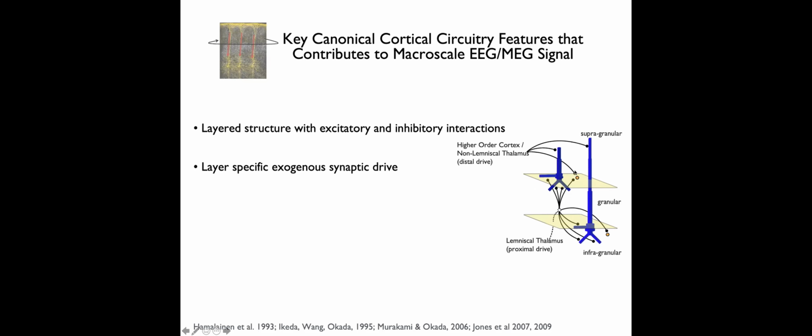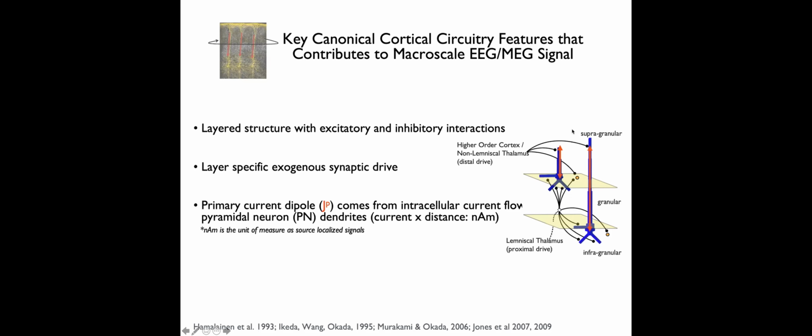these pyramidal neurons. The other pathway of information flow comes right into the supragranular layers. This is information from higher order cortical circuits or non-lemniscal thalamic nuclei that project right up to the supragranular layers. And in the model, we refer to this as distal drive because it effectively hits the distal dendrites of these pyramidal neurons. And again, this big primary electrical current comes from the net intracellular current flow across the whole population of pyramidal neurons. And with this construction in the model, the units of measure that we get out are current over distance, or nanoamp meters.